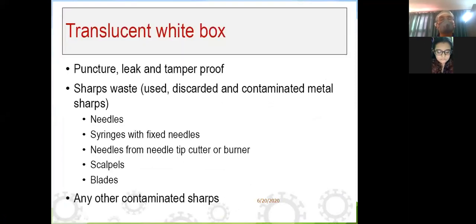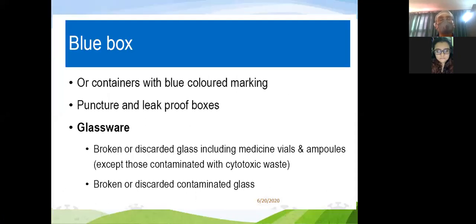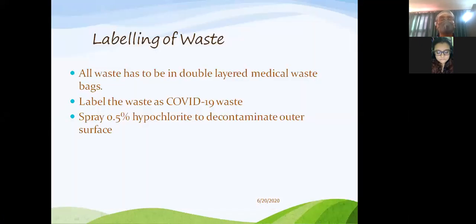Then there is a puncture proof container which is white in color. This is basically used for blades and needles only. In this, sodium hypochlorite solution is there, in which the needle is to be dipped. And the blue box is for discarded glass vials or metal vials which are not broken. They are to be discarded in the blue box. Generally, we follow this kind of schedule. All the waste is to be labeled as COVID-19 waste, and sanitized with sodium hypochlorite solution.